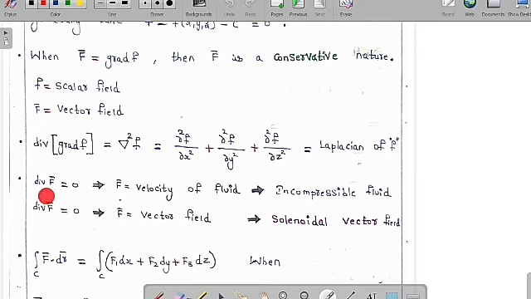If the divergence of f bar is equal to 0, then as I have already told you, there is no net outflow or inflow. Simply put, there is no divergence in the field, which means basically it is a rotational field. If it is the velocity of a fluid, then we can call it an incompressible fluid. But if it is a vector field, then we can say it is a rotational field, or we can also call it a solenoidal vector field.